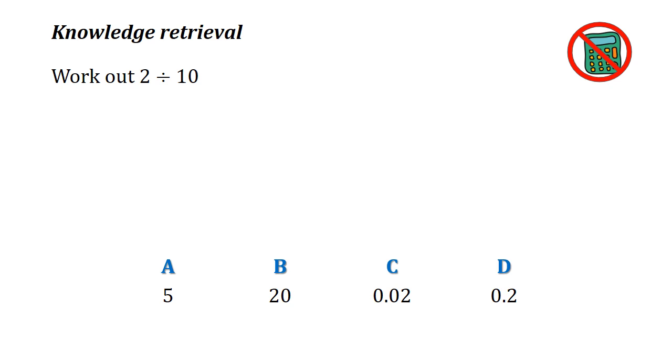Second question. And when we are dividing, the digits are going to go the other way. When we're dividing by 10, we're going to shift all the digits 1 column to the left. Therefore, 0.2 and D was the correct answer. Next one.